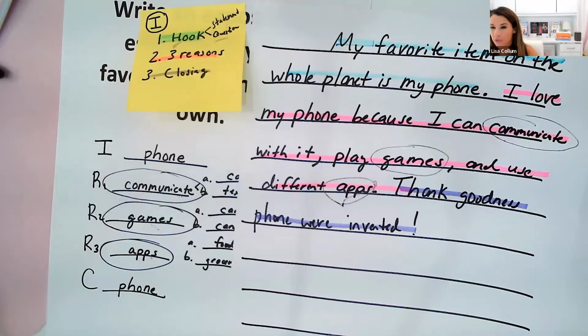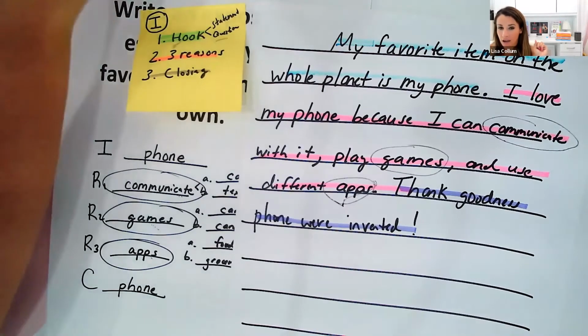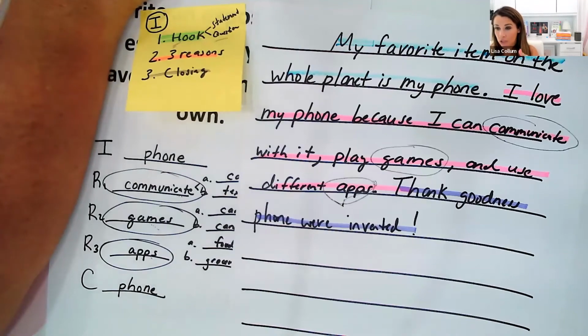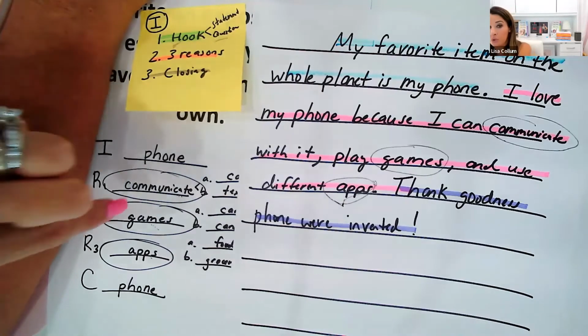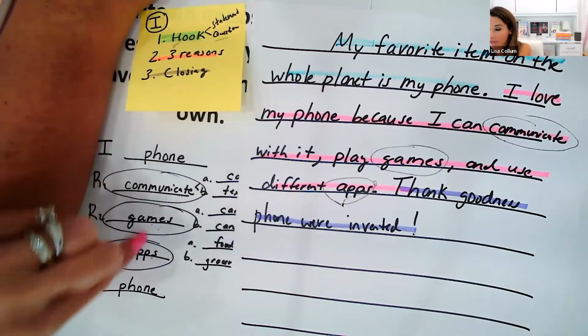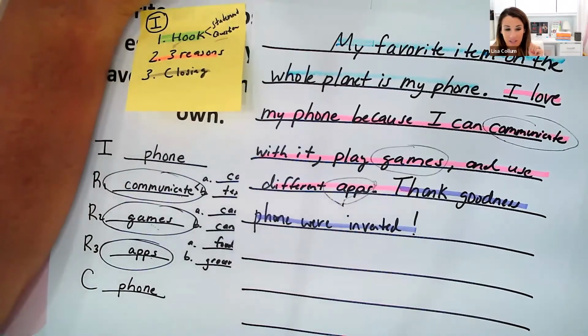Okay, it's only 3 sentences. It shouldn't take you that long, but I'm going to give you 5 to 7 minutes. Okay, all right, go ahead. And now it's your turn to write your I paragraph using your planning, not my planning about phone. Use your planning. All right, you may begin.